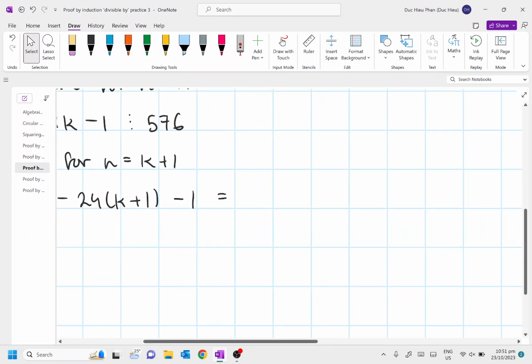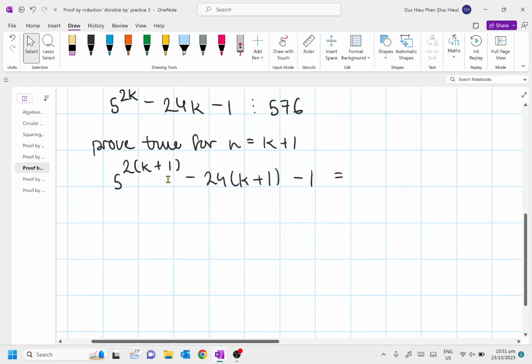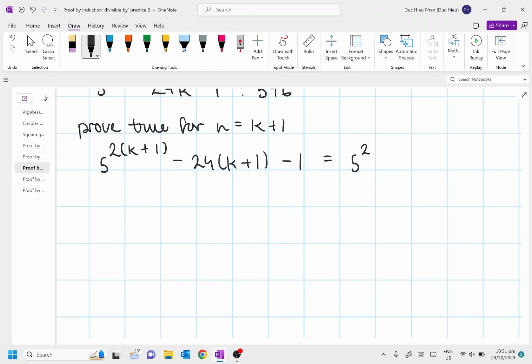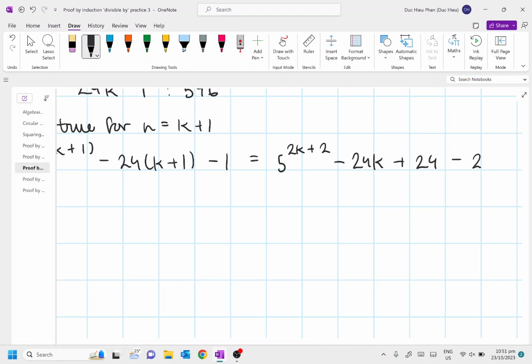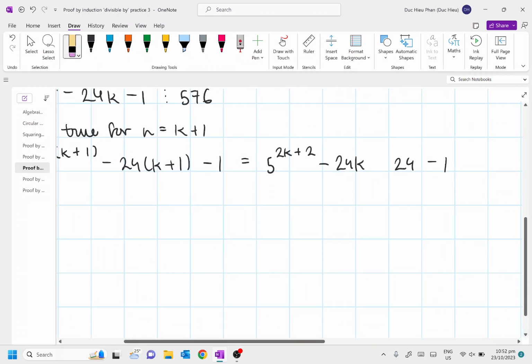And so, this is the more advanced proof by induction. So if you've done the more simple ones, you'll notice we can do something cool here, which is 5 to the power of 2k plus 2. Let me just write everything down. 24k plus 24 minus 1. My bad. No. Minus 24. Okay, my bad, guys.